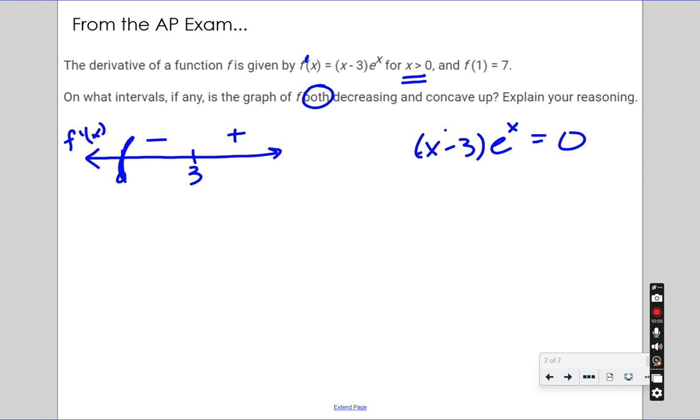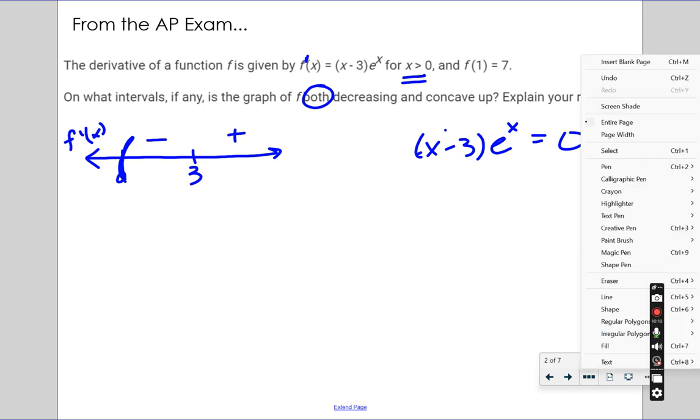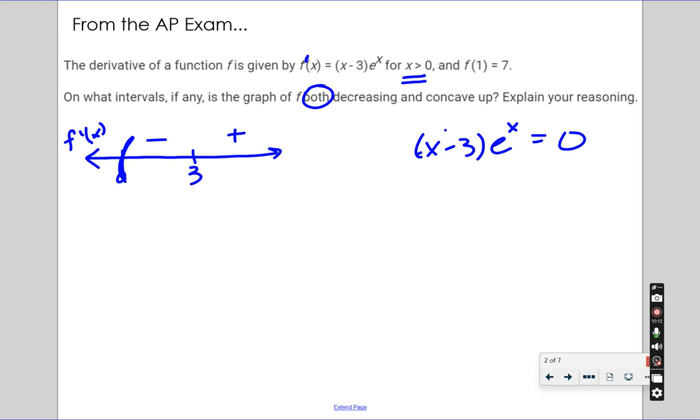When you're doing these ones that overlap, I like to do one sign line for both of them. I'm gonna use a different color. Let's do red. Let's put f double prime of x on the bottom here. All right, so what rule am I gonna need to find the second derivative? I've got two things multiplied together, so I'm gonna need product rule. So what's the derivative of x minus 3? 1 times e to the x plus x minus 3 times the derivative of e to the x is e to the x.